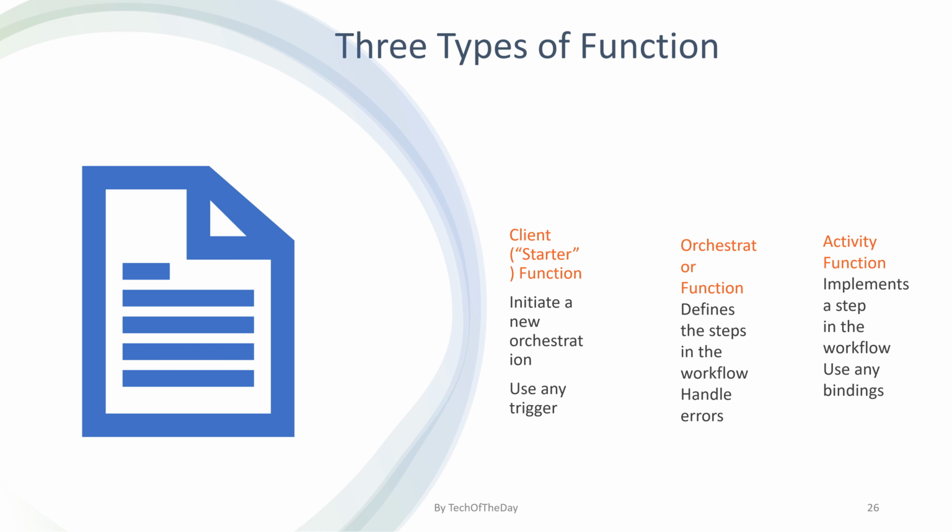Second is the orchestrator function. This is the function that defines the steps in the workflow and what order they are performed in. The orchestrator function can also handle errors that happen at any point in the workflow. However, the orchestrator function doesn't perform any of the actual steps in the workflow. That's the responsibility of the activity function. We will explain that in a while.